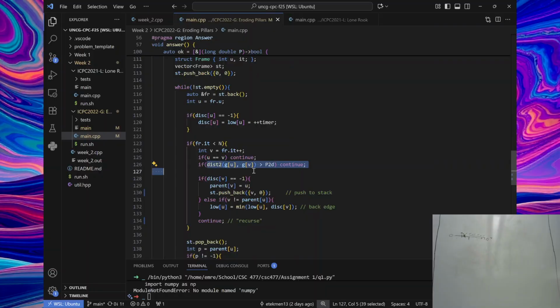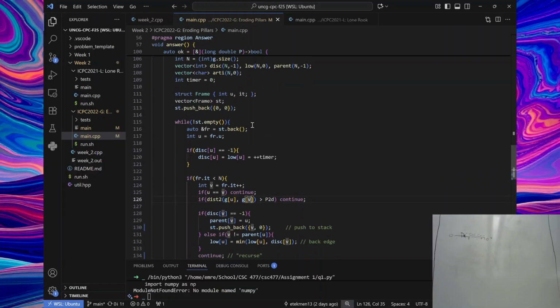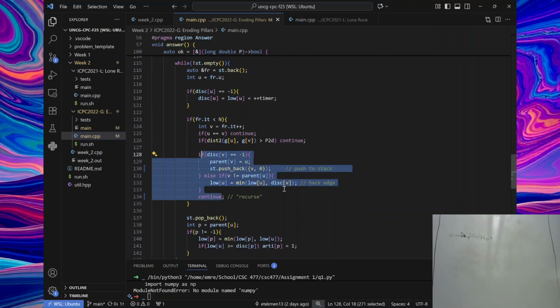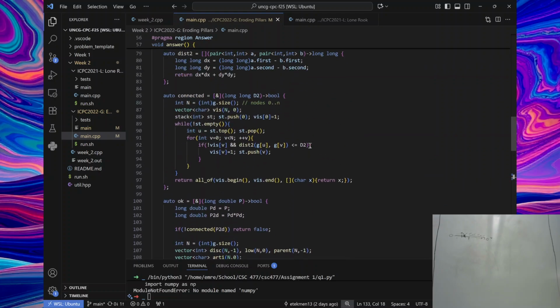So if the distance between any two nodes is greater than the jump distance, then we ignore it, right? But if it's less, then we continue with Tarjan's check, right? Okay.